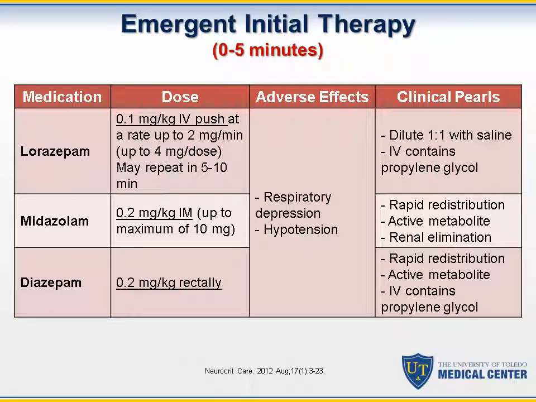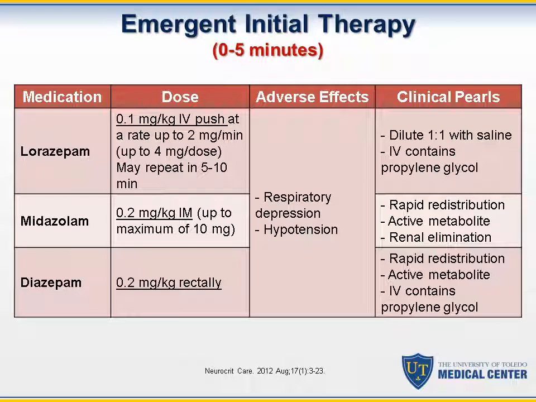There are an inadequate number of randomized controlled trials to recommend optimal dosing, so the following doses are based strictly on observational data and expert opinion. Lorazepam is dosed 0.1 milligrams per kilogram IV push, up to 4 milligrams per dose, and it may be repeated in 5 to 10 minutes. Adverse effects of all these agents include respiratory depression and hypotension. Some clinical pearls with lorazepam are that you want to dilute 1:1 with saline, and the IV version contains propylene glycol, so it may be associated with lactic acidosis with prolonged use or in high doses, but this is usually associated with continuous infusions.